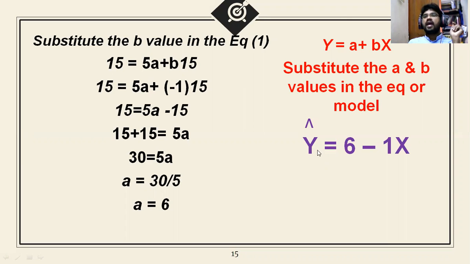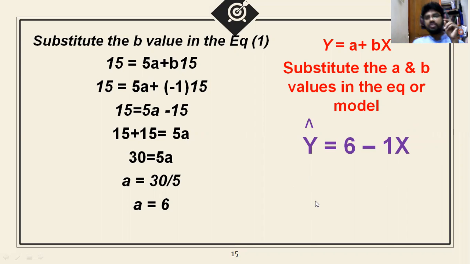So y hat is equal to, instead of a, how much did we get? 6. In the model there's a plus symbol, but we got a minus value, that is the b value is minus. That's why minus 1. x is as it is, x. This is called the estimated model, or estimated equation.